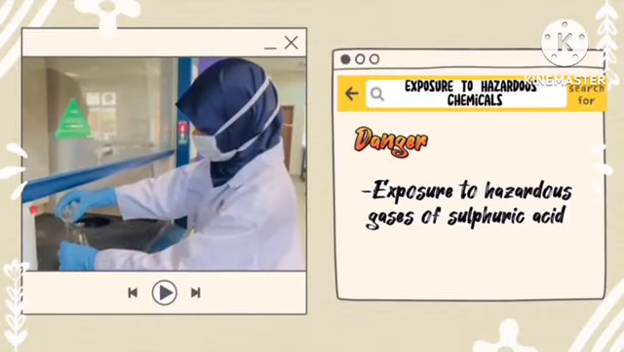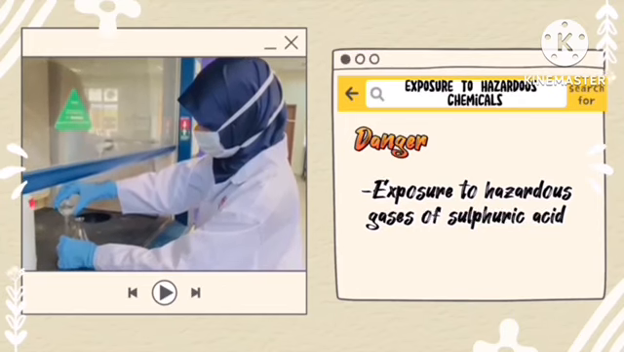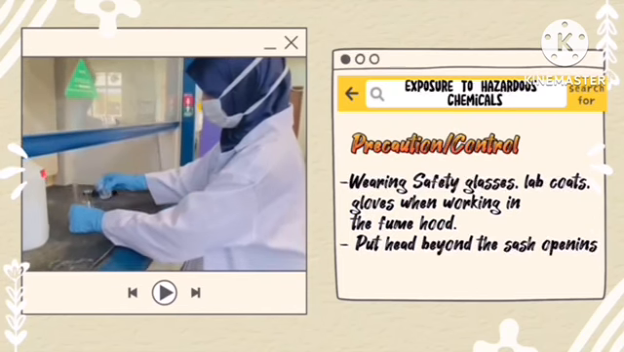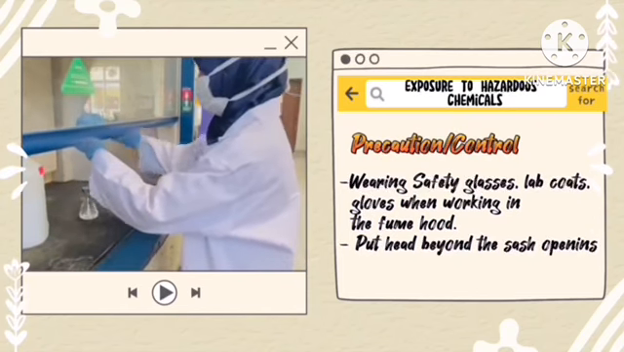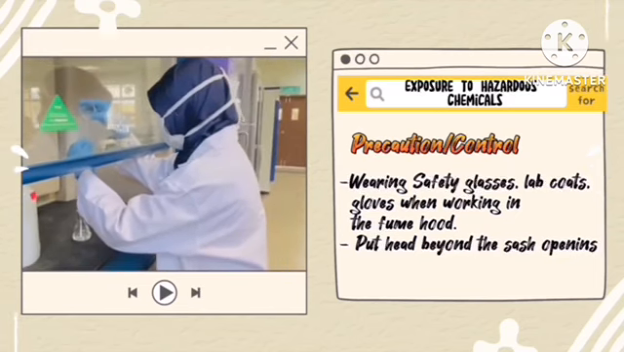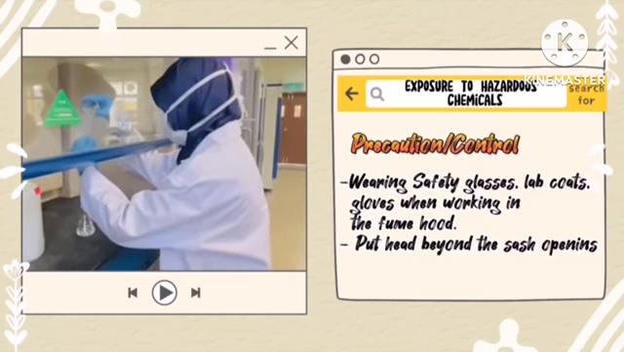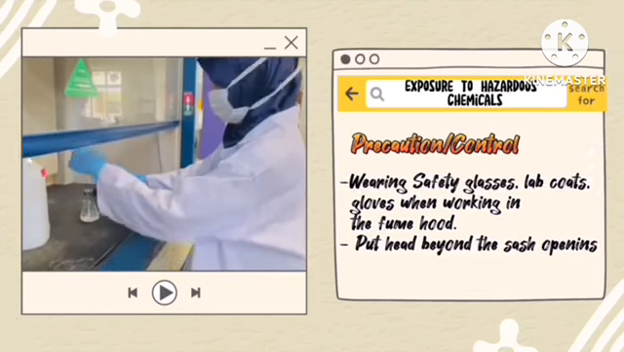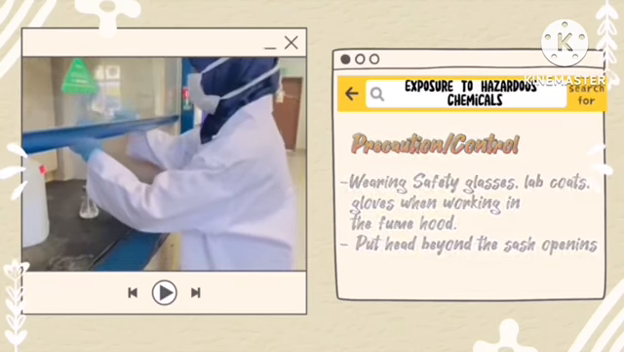The danger is the exposure to hazardous gases of sulfuric acid. Therefore, we need to have precautions or controls to prevent the workers from getting hurt. Safety glasses, lab coats, and gloves must be worn when working in, on, or around the fume hood. They also must keep their head behind the sash opening.